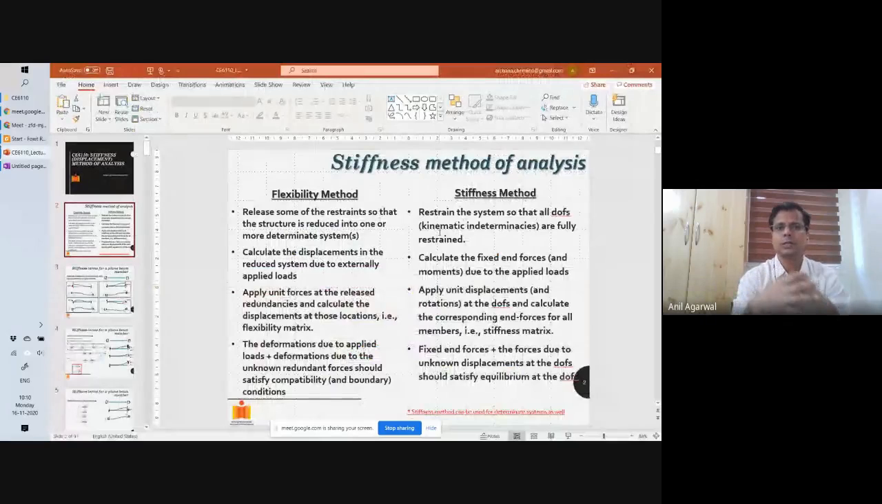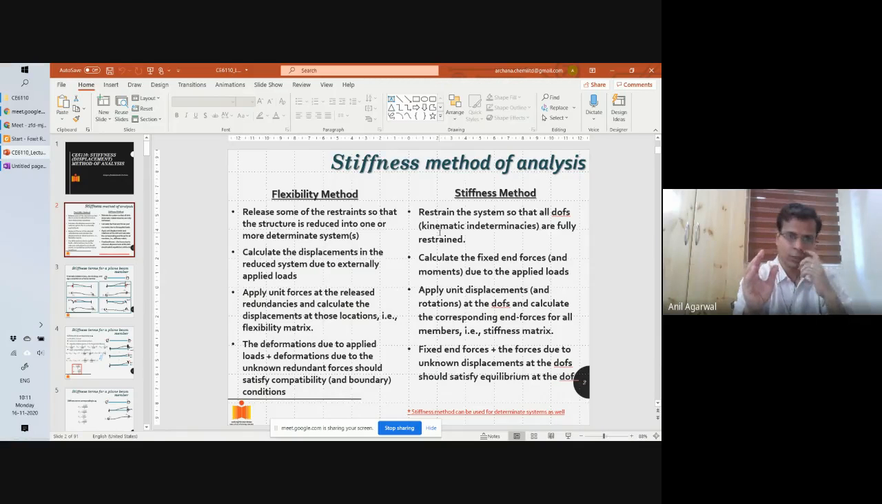So before we start the discussion of stiffness method, we have to see that both these methods, the flexibility method and the stiffness method, are fundamentally developed to solve indeterminate systems. Now, flexibility method cannot be used to solve a determinate system, obviously, because it uses the ability to solve a determinate system as the very basis of flexibility method.